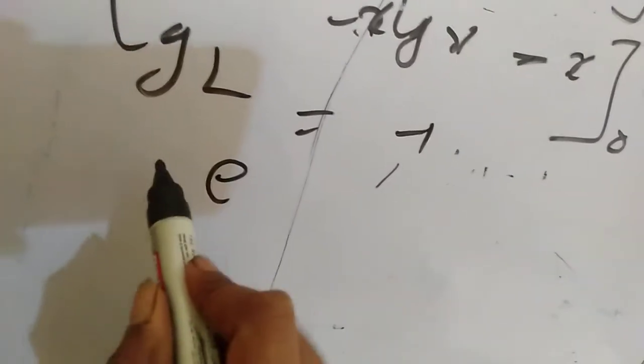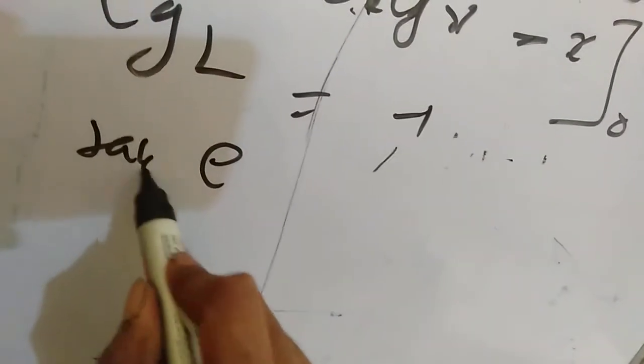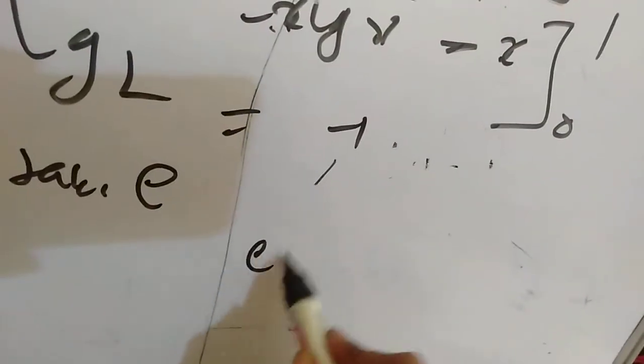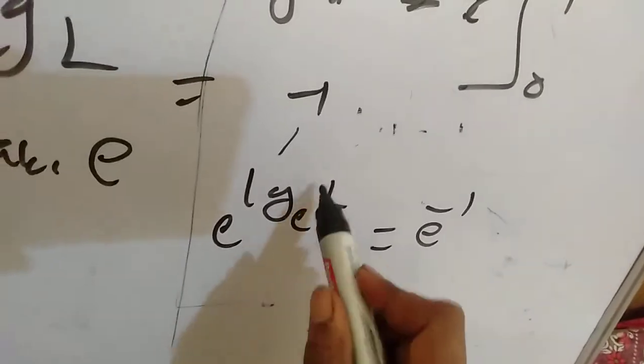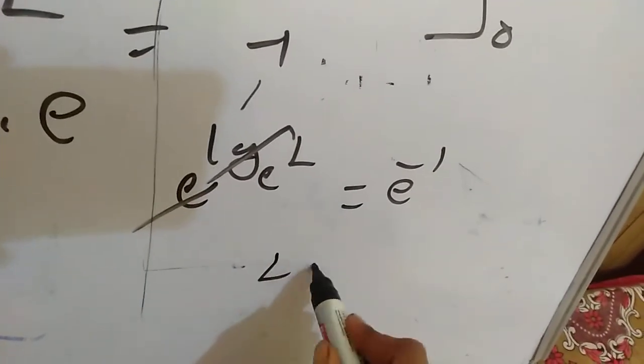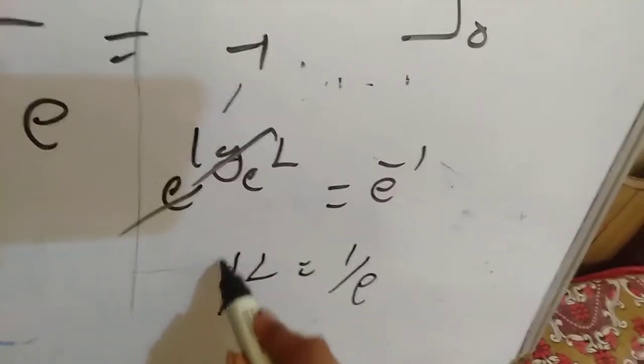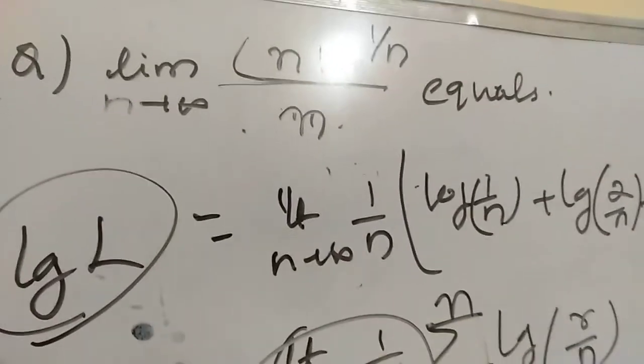Now we take the exponential on both sides. We get e to the power of log L is equal to e to the power of minus 1. Now this gets cancelled, and we get L is equal to 1 by e. This is the required answer for this question.